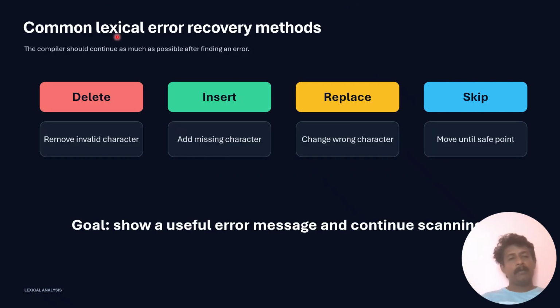And the next one: what happens after lexical errors? The compiler can try to continue scanning. It may delete the invalid characters, insert the missing characters, replace wrong characters, or skip some input until it reaches safe points such as semicolons. The compiler must also show clear error messages. The purpose of recovery is to continue and find more errors in the same compilation.